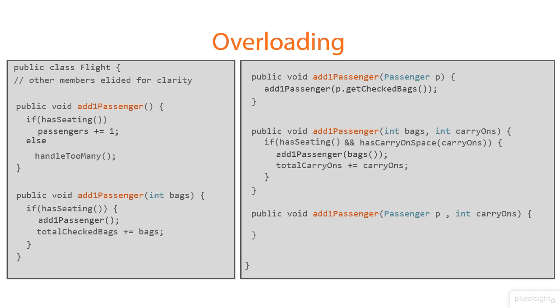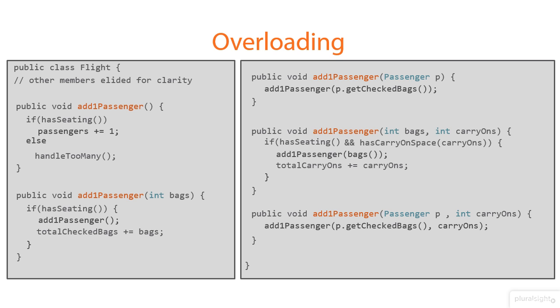And then we'll have another convenience overload here that accepts passenger reference and the number of carry-ons. And all that's going to do is call up to the implementation of add one passenger that accepts an integer number of bags and number of carry-ons. So our class has gotten a lot more sophisticated here now, right? The idea of adding a passenger can do a lot more things as opposed to just keeping count of number of passengers. We have to keep track of the number of checked bags, the number of carry-ons, and even limit how many carry-ons can get on to that flight.